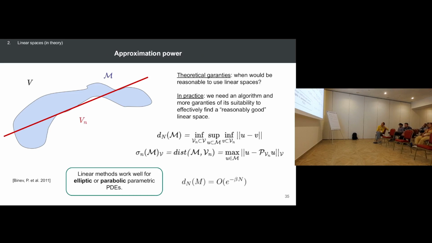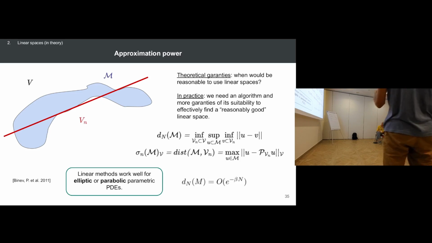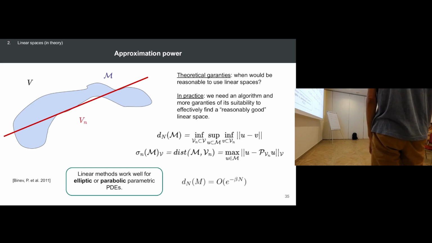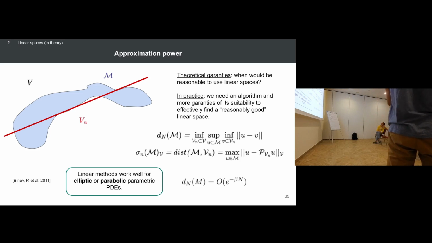So yes, we have theoretical guarantees that tell us whether the linear space will be good or not. But in practice, we need to find an algorithm to effectively find this kind of linear spaces, because we may know that the Kolmogorov width decays very fast, but if we don't have an algorithm to approach something similar to it, or the same linear space, then we are still not getting a good approximation. So it's not enough to have the theoretical guarantee; we also need a good algorithm to do that.